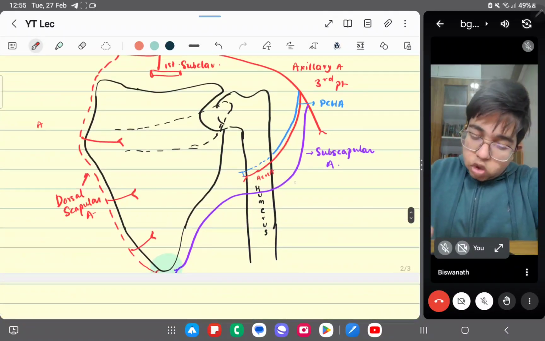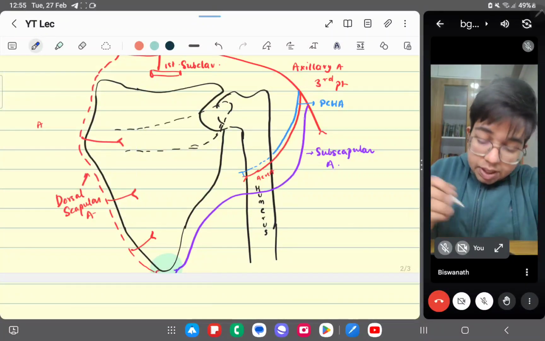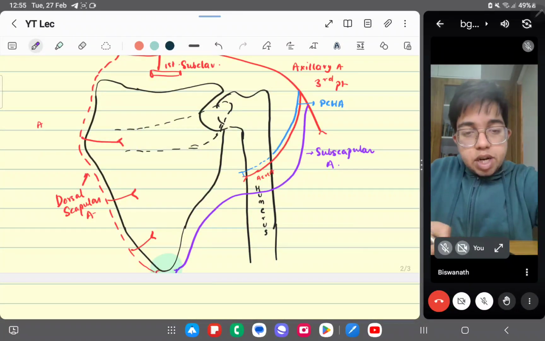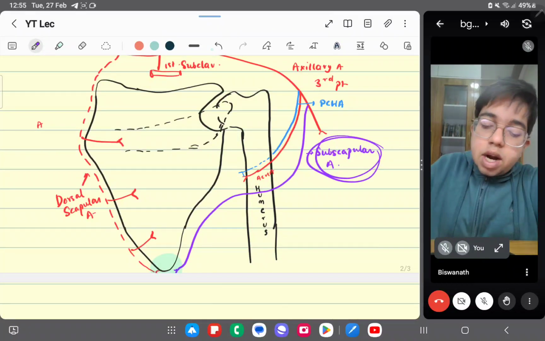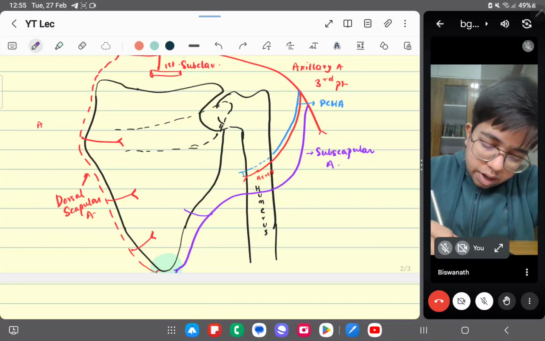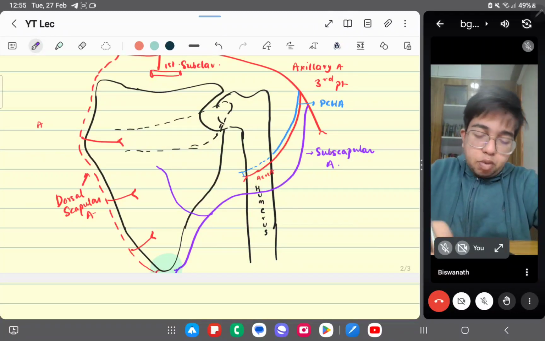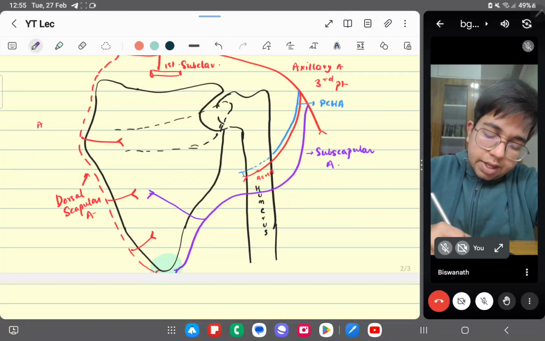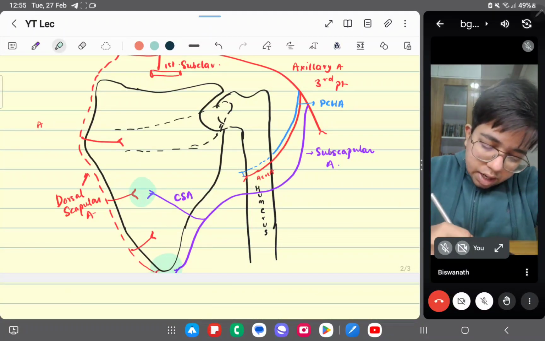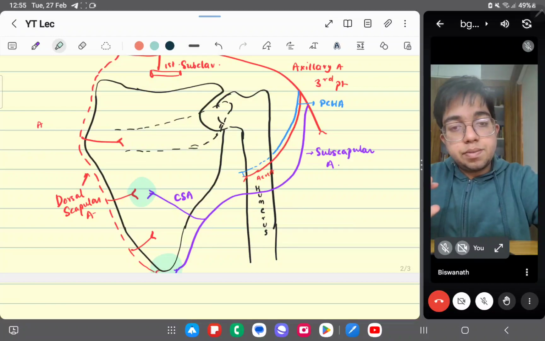This subscapular artery, again I'm drawing it in purple only because it is a branch of this artery only. This subscapular artery will be giving another branch which is called the circumflex scapular artery. This is your circumflex scapular artery, CSA. And here these both arteries will be anastomosed.